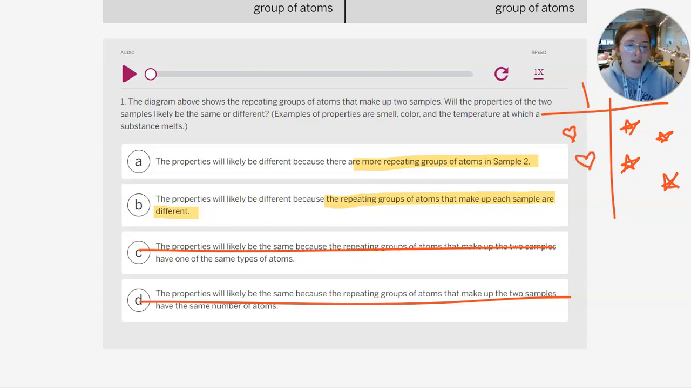Trying my best with my mouse. Number 1 just had 2. Now I drew them as different shapes to show they're still different substances. A is saying, oh, they're different because 2 has 4 and 1 only has 2. Is that why they're different? No, it's because the repeating groups of atoms that make up each sample are different. So the answer must be B.